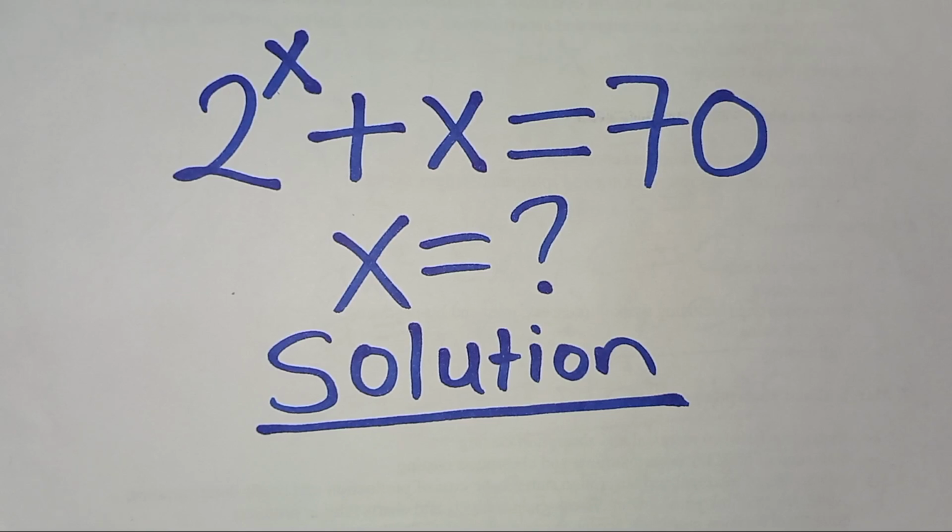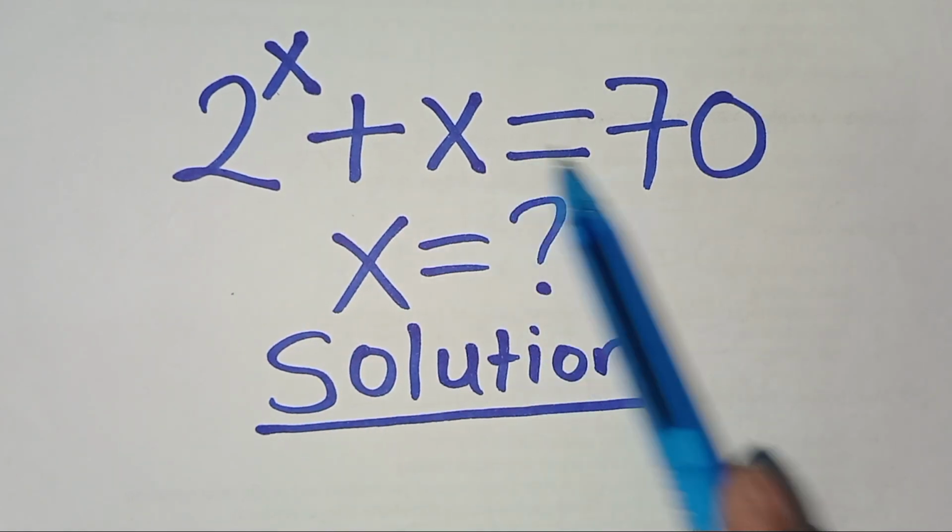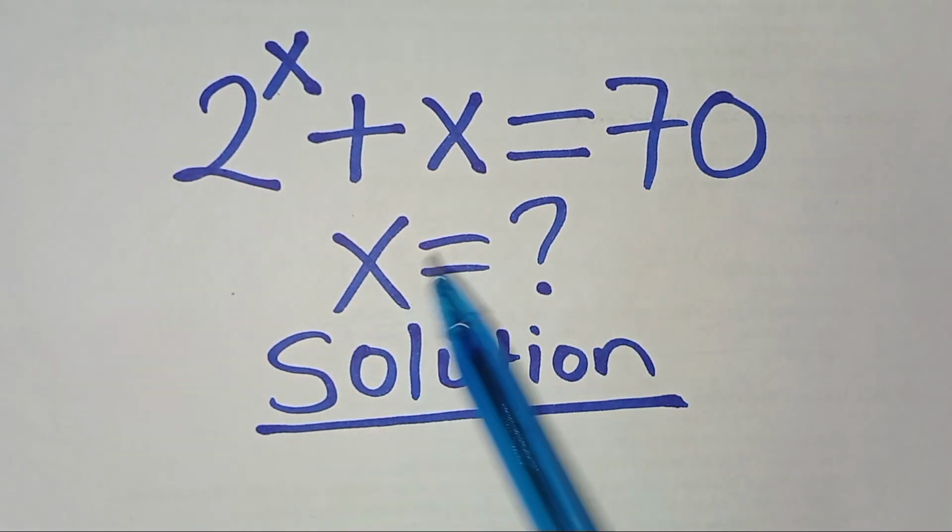Hello everyone, welcome to Prevent the Solution. Given this nice mathematical algebra problem, which is 2 to the power x plus x, this is equal to 70. So what is the value of x?